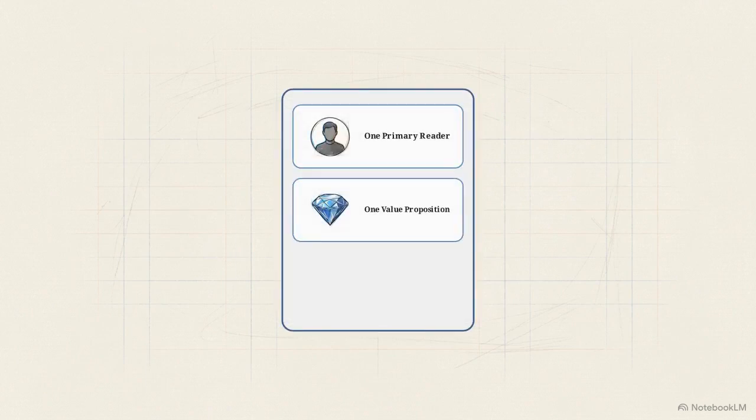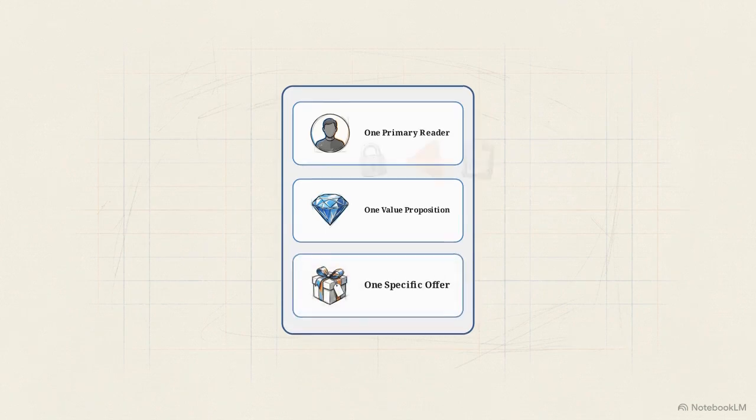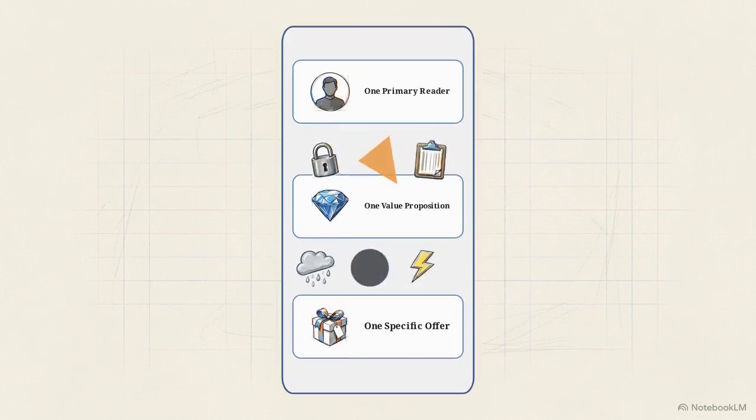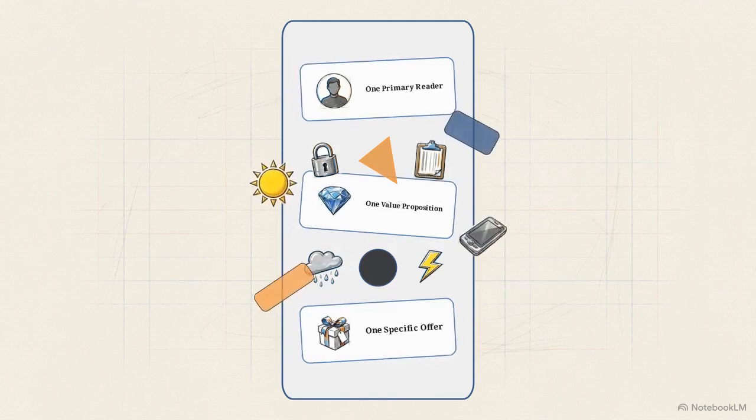The foundational law of high-converting copy is the rule of 1. It dictates absolute singular focus. This layout requires 3 mandatory components: 1 primary reader, 1 clear value proposition, and 1 specific offer. But if you attempt to sell to corporate buyers, budget shoppers, and job seekers all on the same page, your structure breaks, diluting your message.